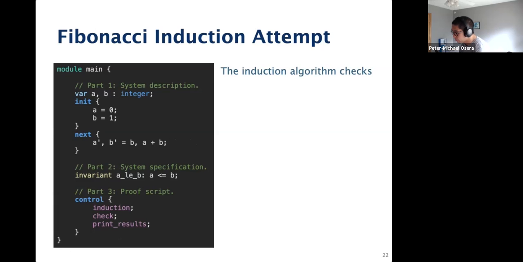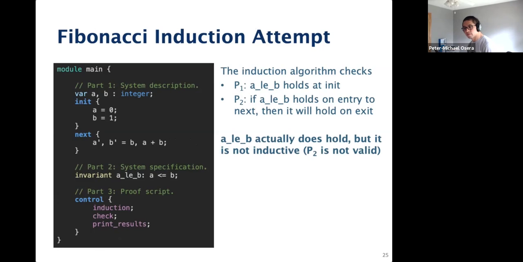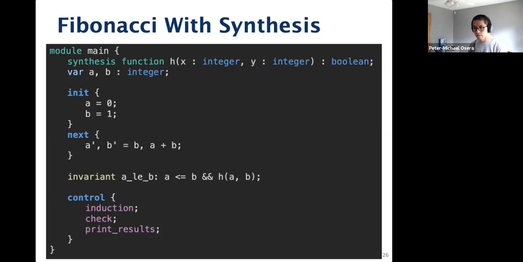The induction algorithm is going to check 2 things. First, it's going to check that the property holds at initialization. And second, it's going to check that if the property holds on entry to the transition, then it will hold on exit. In this case, the property actually does hold, but it is not inductive. So P2 is going to fail. We're going to find a counterexample to that, and the Uclid user would need to manually go back and strengthen the invariant. With synthesis, the user can actually ask Uclid to strengthen the invariant for them.